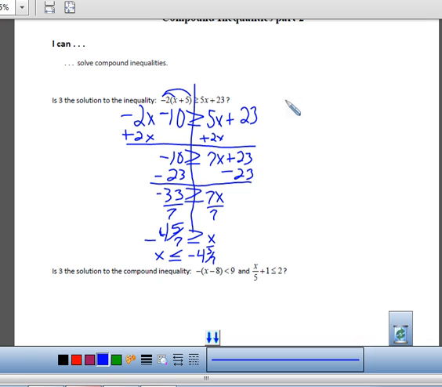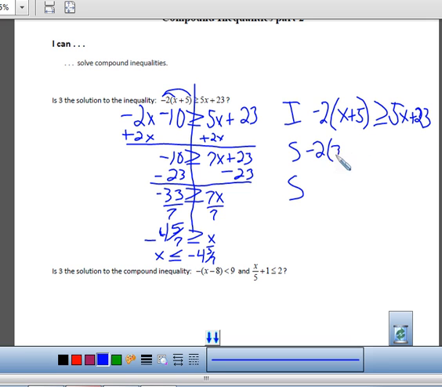Now the other way we could have solved this would obviously be doing the check. So you can substitute the value in. So I'm going to go ahead and do that. Now I'm only going to use the inequality because we're not worried about checking our solution over here that we have. We're checking this actual number to see if it makes this inequality true. So we've got -2 parentheses x plus 5 is greater than or equal to 5x plus 23. So notice what I did is I rewrote the original inequality. Now I'm going to substitute 3 in and see if it works.